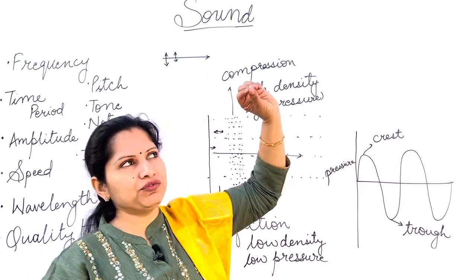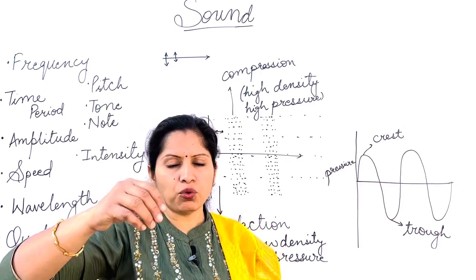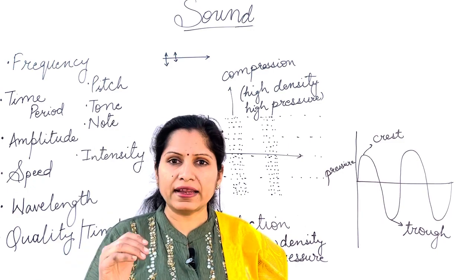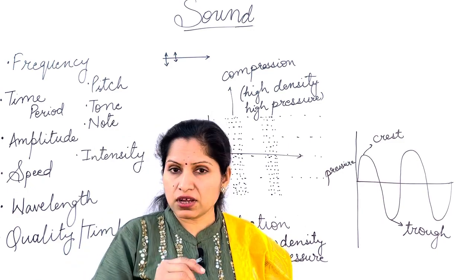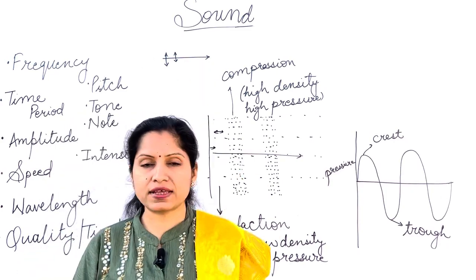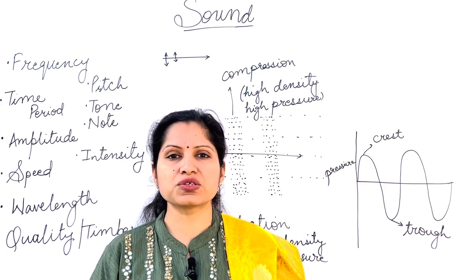Okay, for example, if you throw a stone in water, then what will happen? The water is going to move up and down. So that up and down movement that is perpendicular to the direction of propagation of the wave is known as transverse waves. Light waves are also transverse waves.